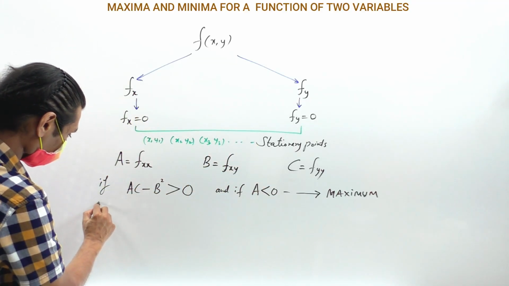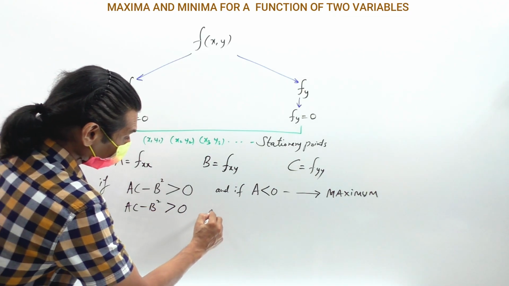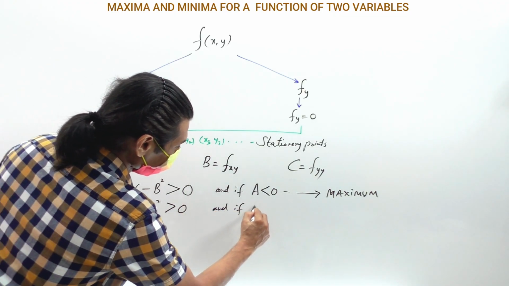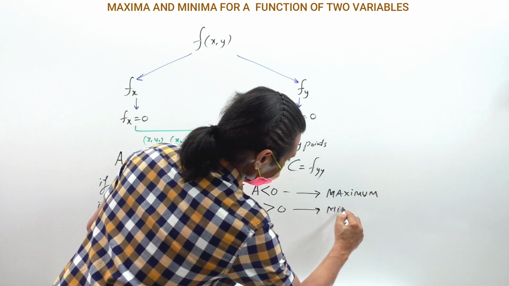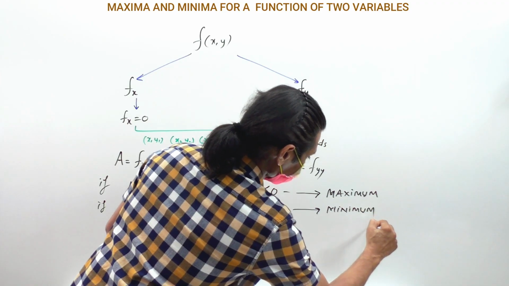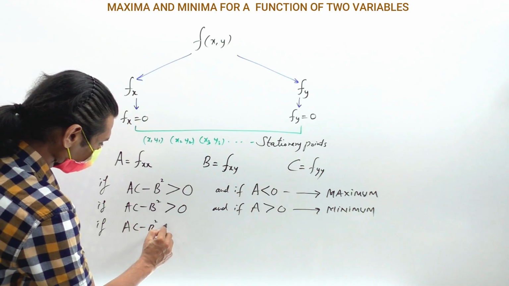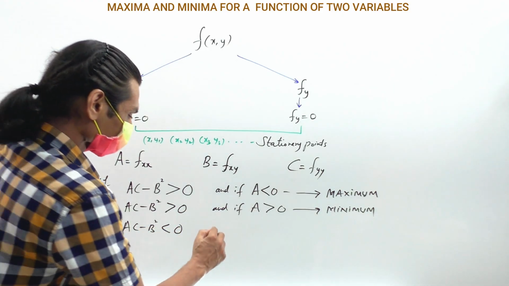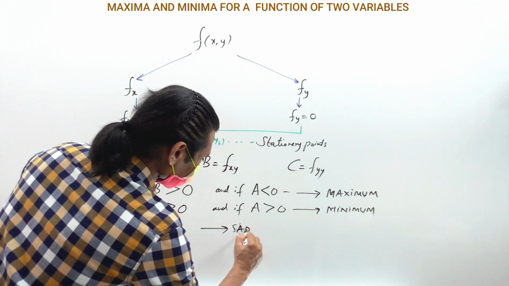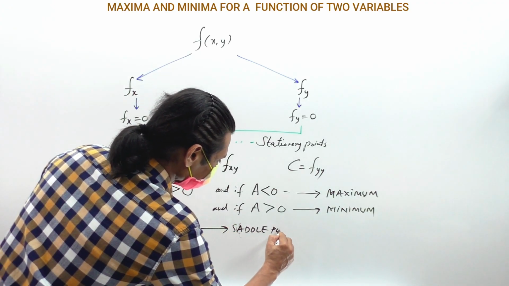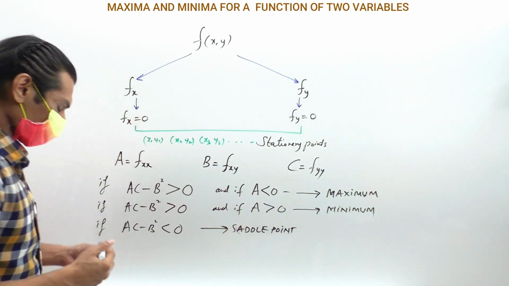The next is if AC minus B square again greater than 0, and if A is greater than 0, that point is what point? Minimum point. And if AC minus B square is lesser than 0, is called as what? Saddle. We call it saddle. That means saddle means what? We don't use it in solving the problem. That's it. Simple. I hope you understood this now.